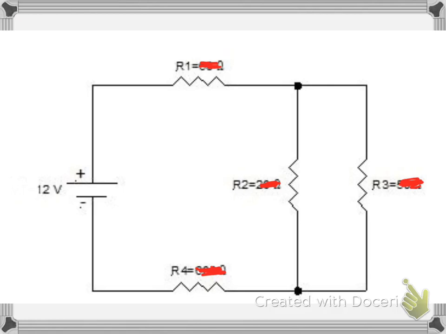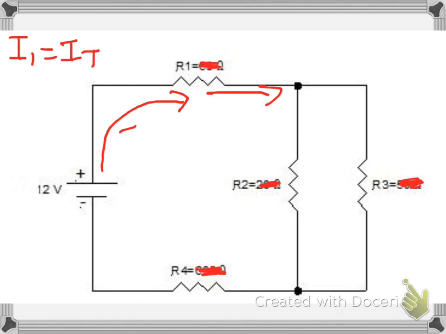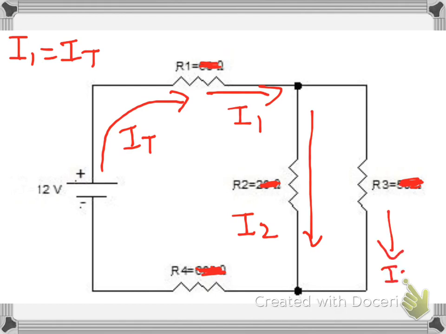But anyway, this time I'm going to go with conventional flow just for fun. This here would be your total current IT. This would be current I1. Perhaps, hopefully, you can see that I1 and IT are actually the same current. Then current flows down like that. That would be I2, that would be I3, and squeeze it in here, I4.